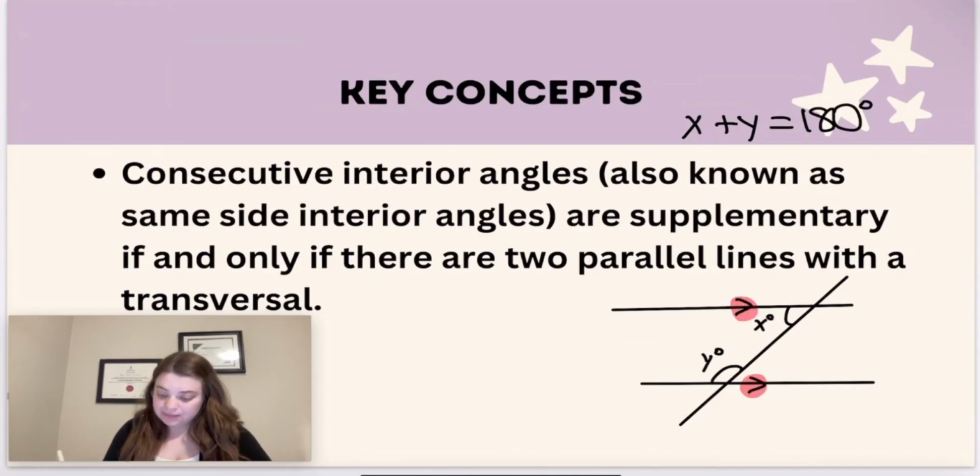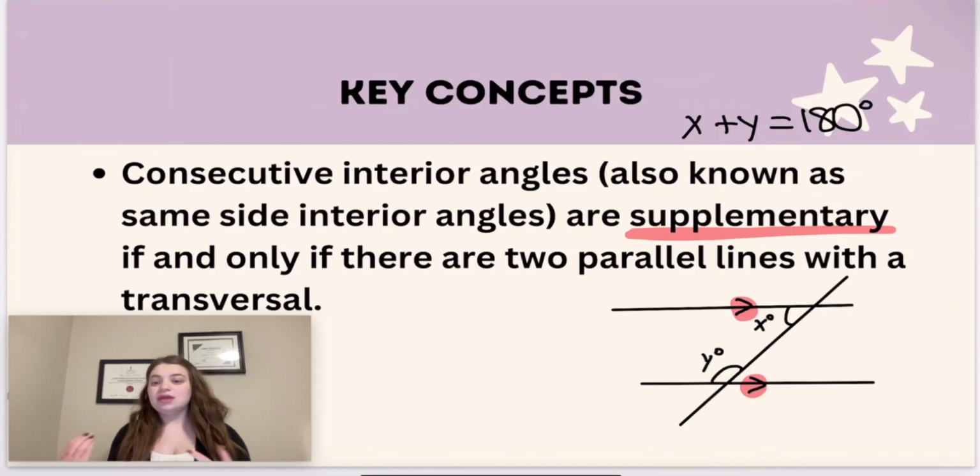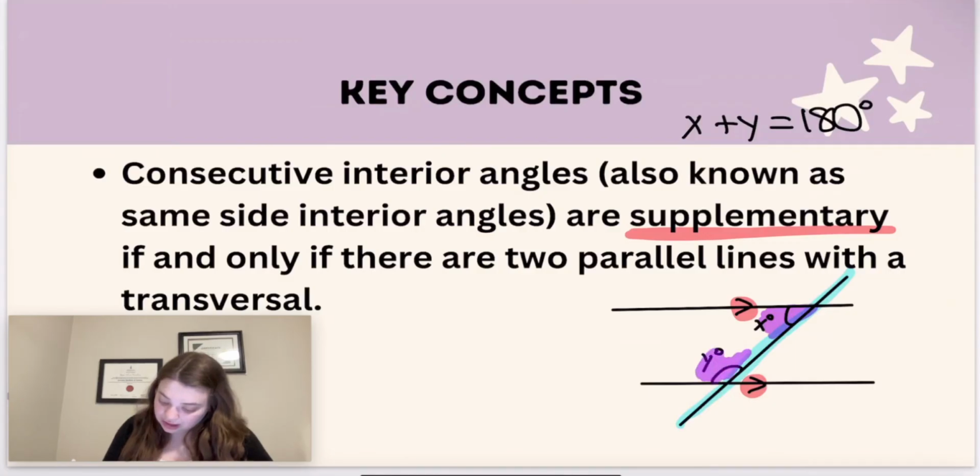And what do we mean by supplementary? Supplementary means that the angles add up to 180 degrees. And by same side interior angles or consecutive interior angles, we mean that they lie on the same side of the transversal as each other. So notice that in this example, x is to the left of the transversal, right? Because this blue line here is the transversal. X lies to the left of it and y also lies to the left of it.